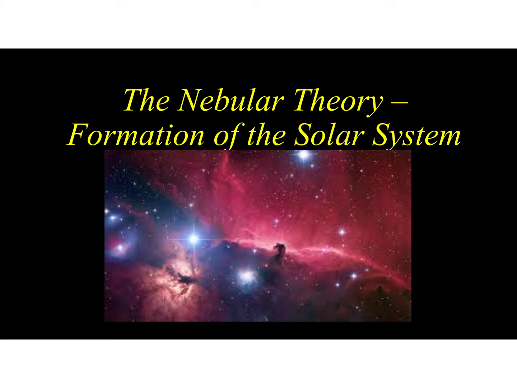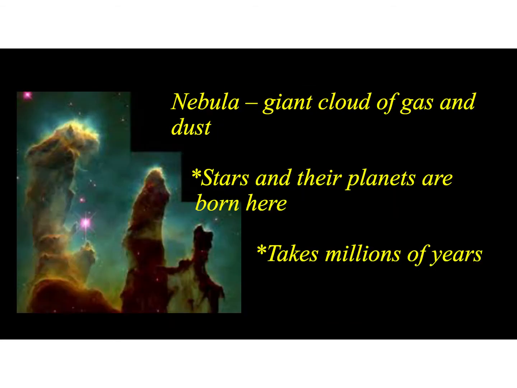Here, you see a photo of the Orion Nebula. Our sun and the solar system formed from a similar nebula. A nebula is just a cloud of gas and dust in space. This is a picture of part of the Eagle Nebula, called the Pillars of Creation, in the constellation of Serpens.